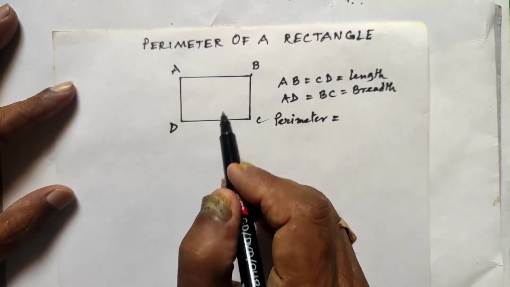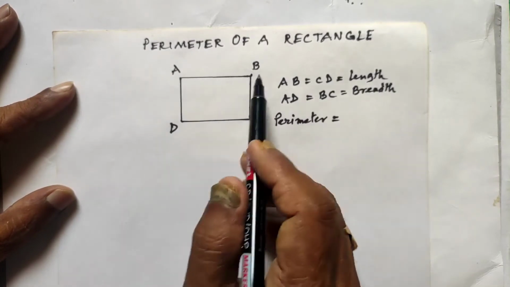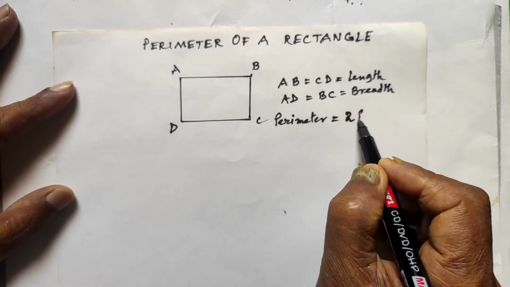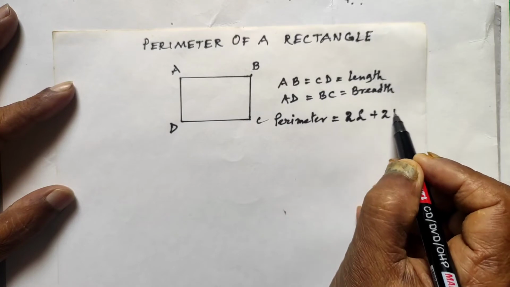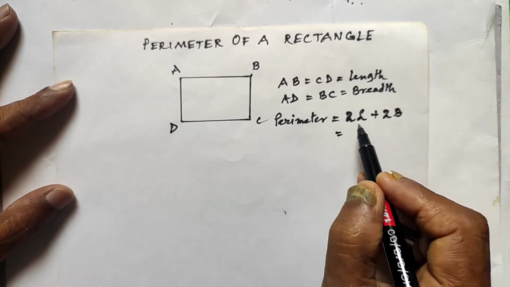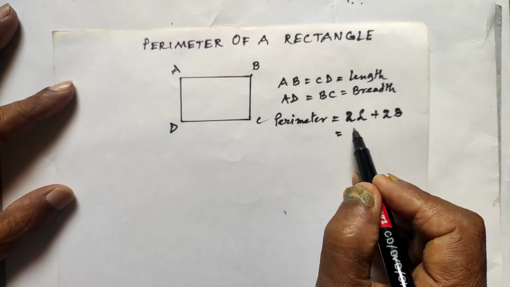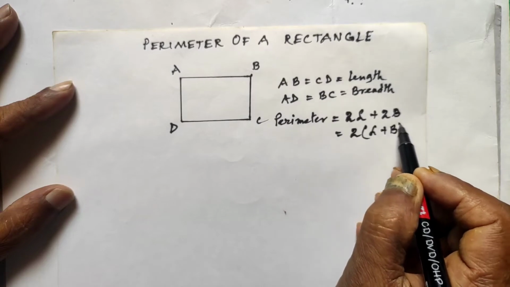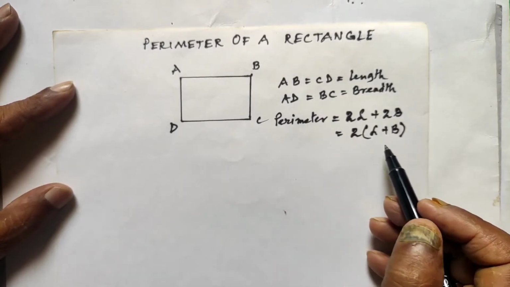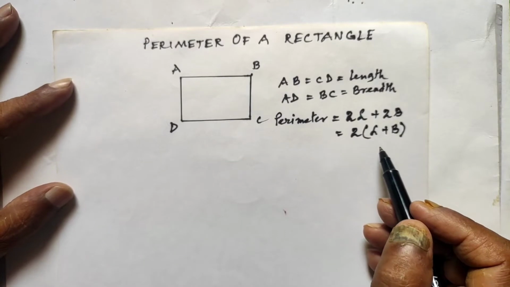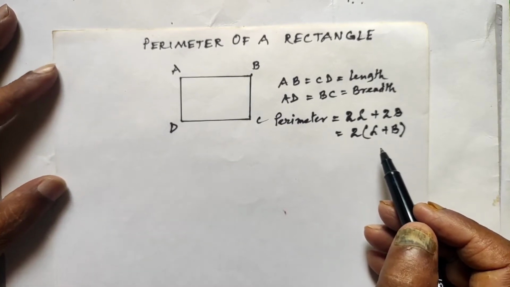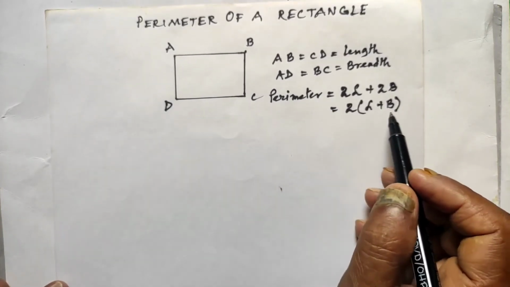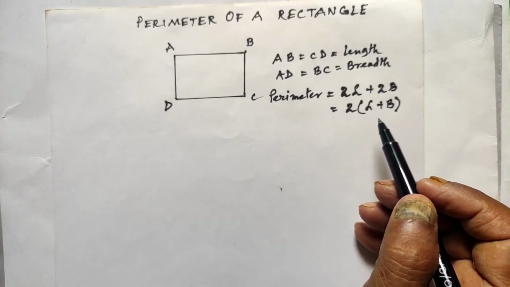So here we find that 2 length and 2 breadth. Here is 2 length and here is 2 breadth. So we can easily write the formula: 2 length plus 2 breadth. Then we can again work it out by taking 2 as common: 2 times length plus breadth. So this is the perimeter formula. When we want to find the perimeter of the rectangle, we can use this formula.